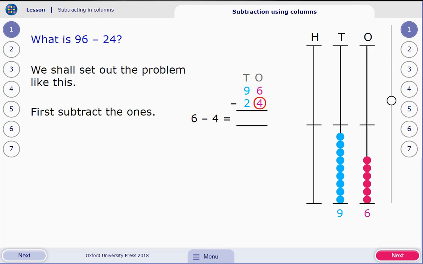Subtract the ones first of all, and then subtract the tens. 9 tens minus 2 tens is 7 tens.